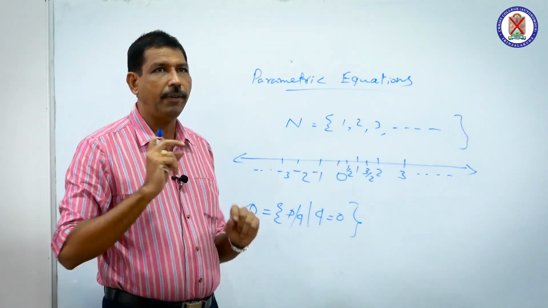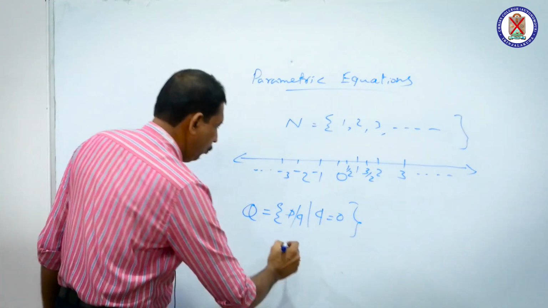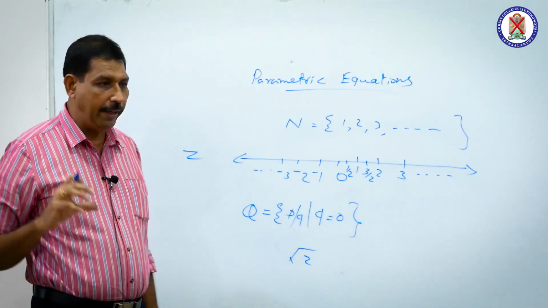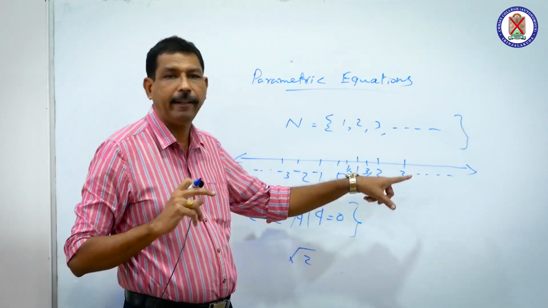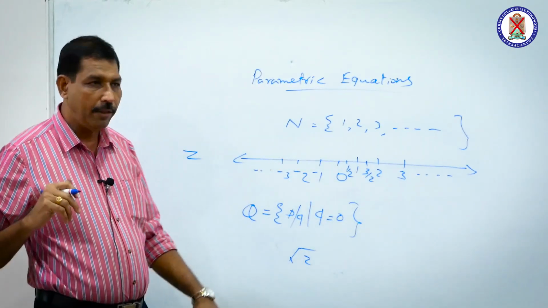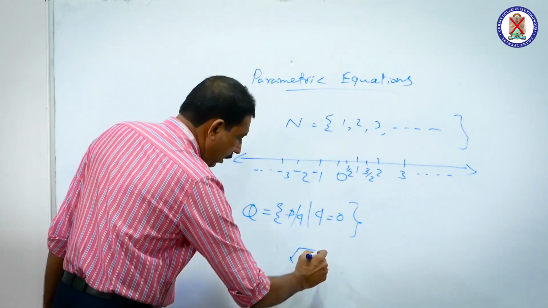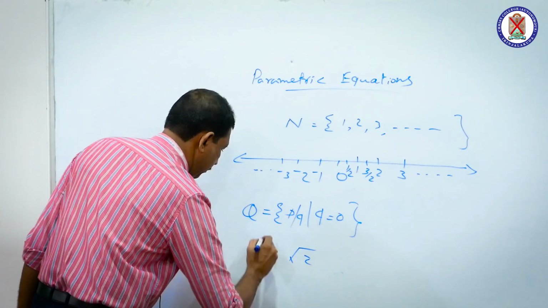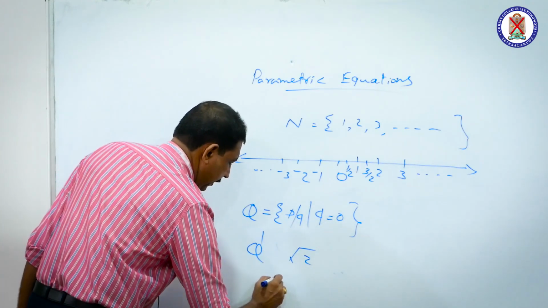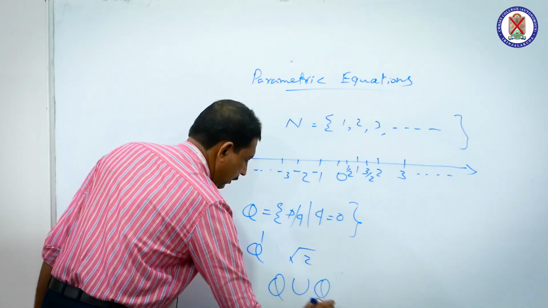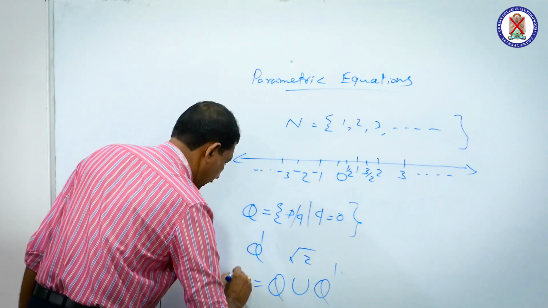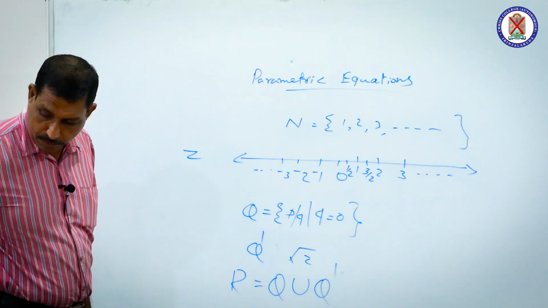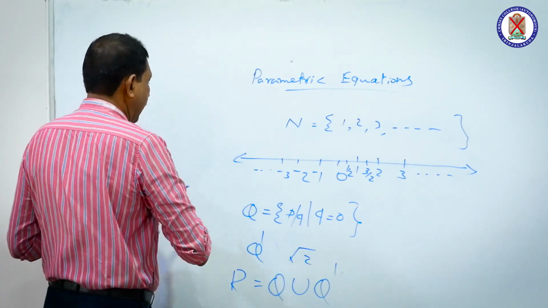For that, we are familiar with root 2. And you know how you find a definite place for root 2 on the real line? By using the Pythagoras theorem, at school level. And it is an irrational number. Usually irrational numbers are denoted by Q dash. And rationals together with irrationals give us the real number system.